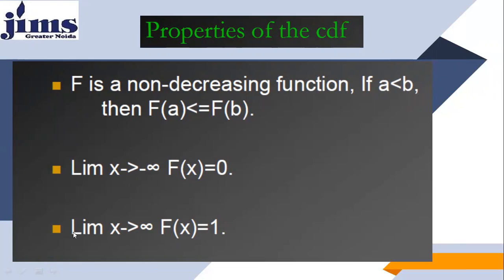The second and third statements are very important. As far as the limit is concerned, if x tends to minus infinity, then its cumulative distribution function should be 0. And if x tends to infinity, then the cumulative distribution function in that case is 1. So basically these three properties are very important as far as CDF is concerned.